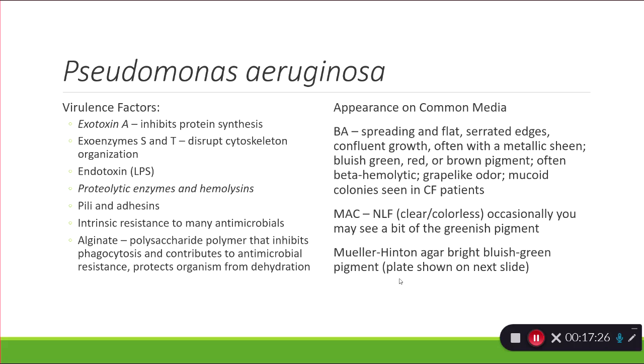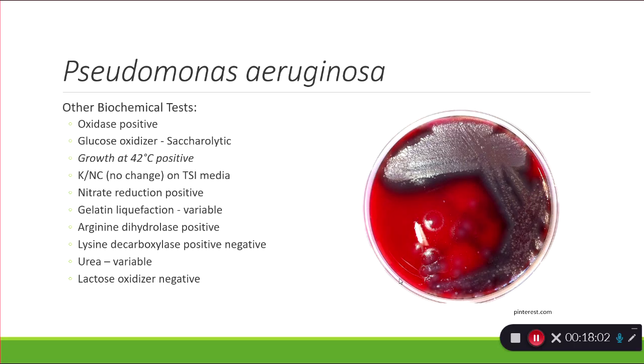On blood agar, it's spreading and flat with serrated edges, has confluent growth, often has a metallic sheen. It's kind of a bluish green color, but it can be red or brown pigment. It has a beta hemolytic type of look to it, and it has a grape-like odor. Mucoid colonies are seen in cystic fibrosis patients. On MacConkey, it's a non-lactose fermenter. It grows clear and colorless. Occasionally, you may see a bit of a greenish pigment. On Mueller-Hinton agar, it's got a bright bluish green pigment. That plate is shown on the next slide. Sorry, here we are in the next slide, the slide after this. This one is the blood agar plate.